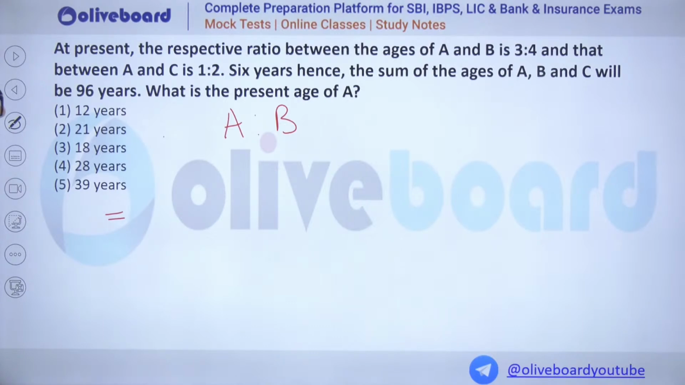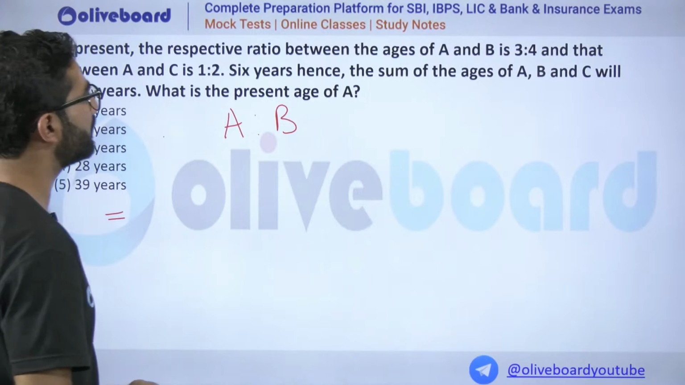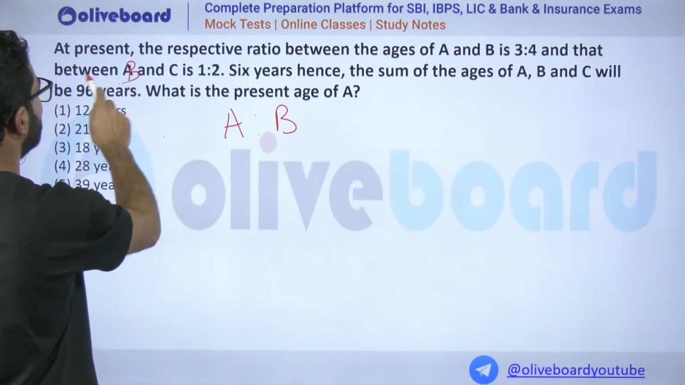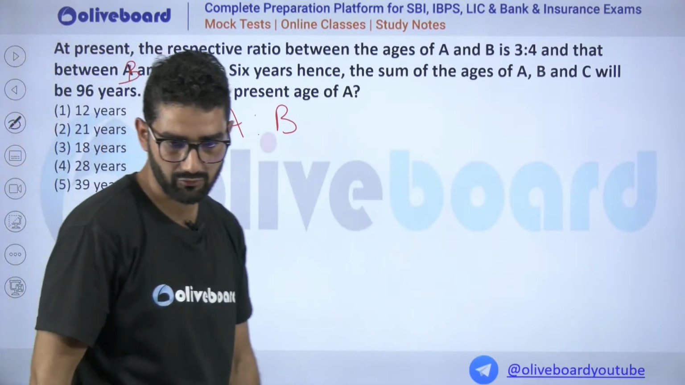So 6 years hence, the sum of age of A, B, and C is 96. What is the present age of A? It should be like B and C, na? Is there any mistake in the question? Like it should be B and C?